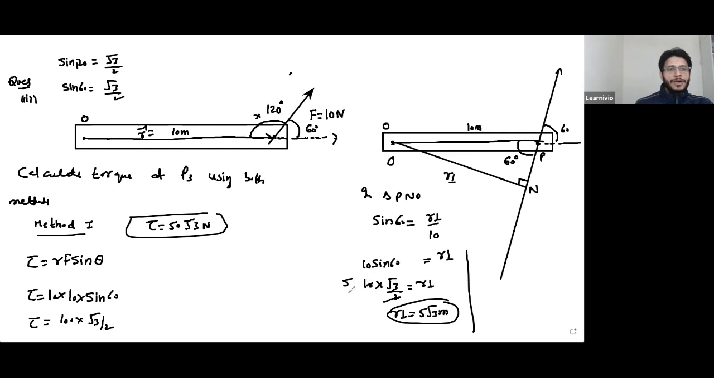So if you have R perpendicular, you can calculate torque. Torque is R perpendicular into F. R perpendicular is 5 root 3, into force, which is 10. So your torque is 50 root 3.